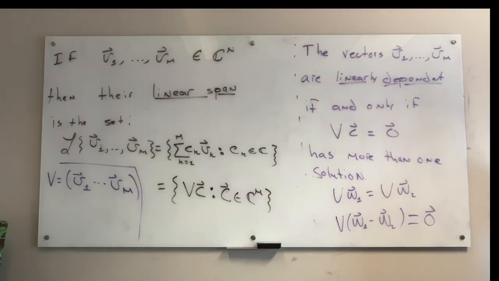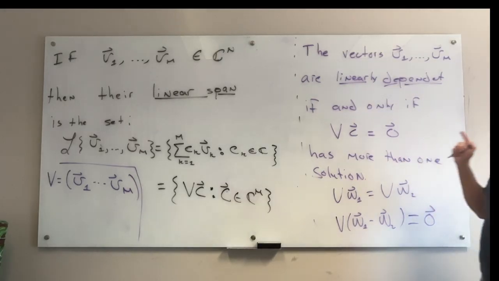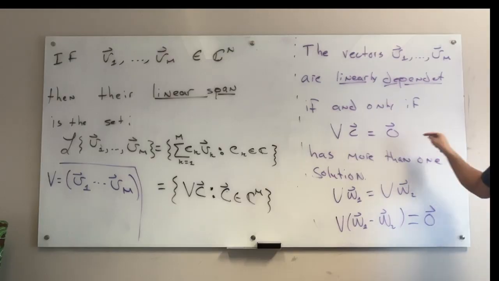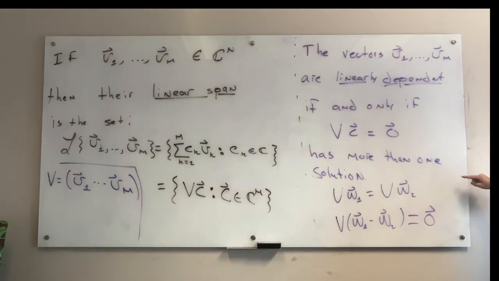Okay. So in other words, a set of vectors is linearly dependent if and only if Vc equals 0 has more than one solution. Okay.